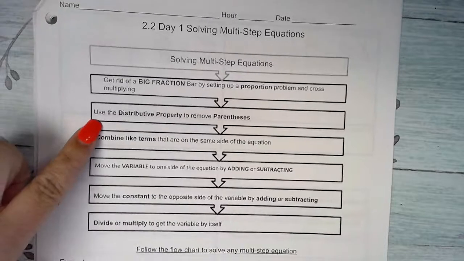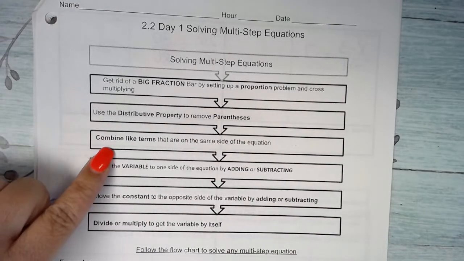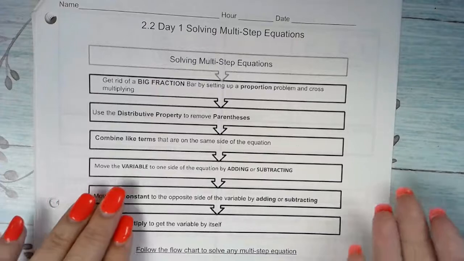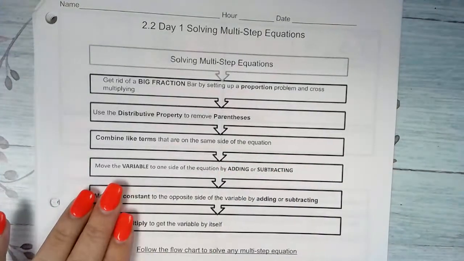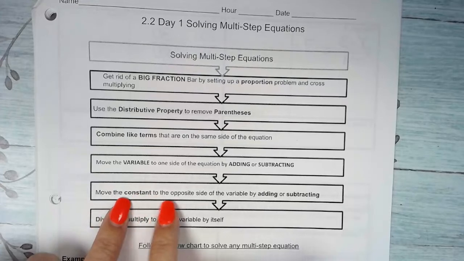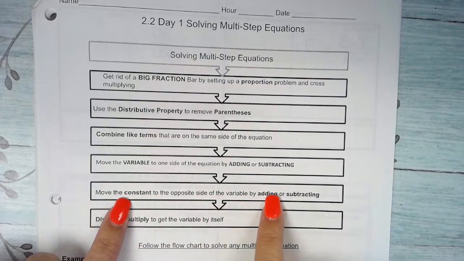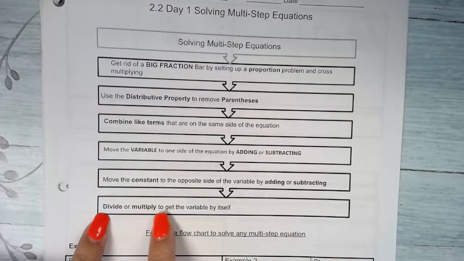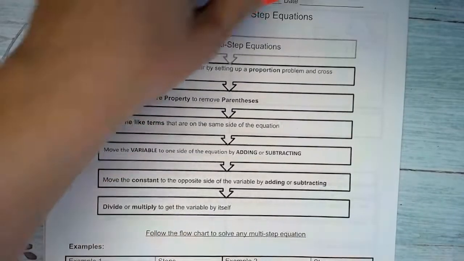The next step is to see if you need to remove parentheses by using the distributive property. Then combine like terms on the same side of the equation. And then if there's variables on both sides, you need to move the one variable over to be with the other variable. The next step is to move the constant to the opposite side of the variable, and you'll do that by adding or subtracting. And last step, you'll either divide or multiply to get the variable all by itself.